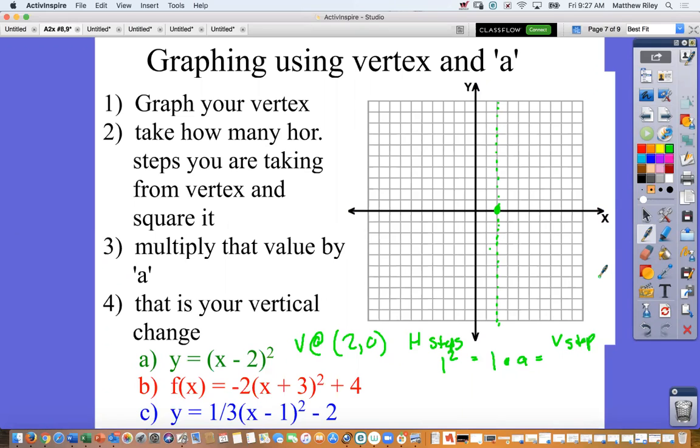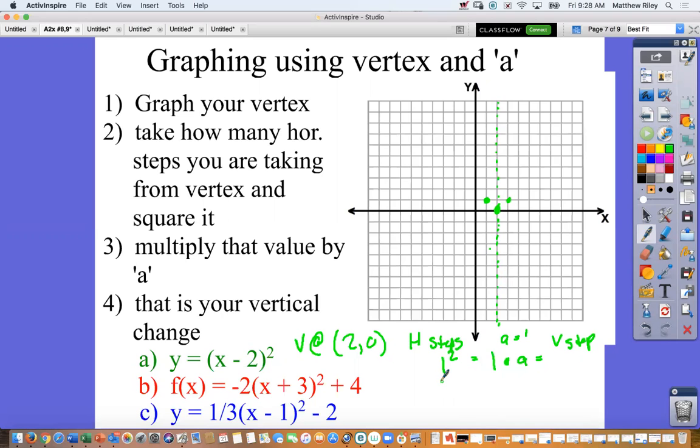Now, I don't know how to explain that more clearly other than just keep showing examples. So horizontals are left and right. If I take one step right, I square that, then I multiply by my A value. Well, 1 times, what's my A value again? 1. So that means if I go over 1, I go up 1. And remember, I said horizontal step, and you have to go both ways.